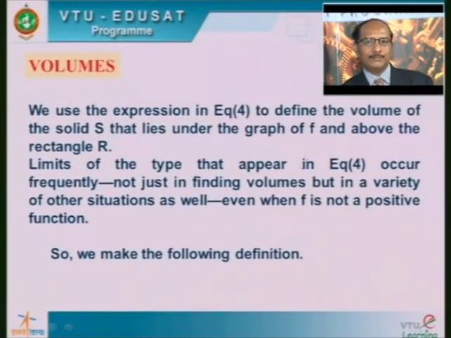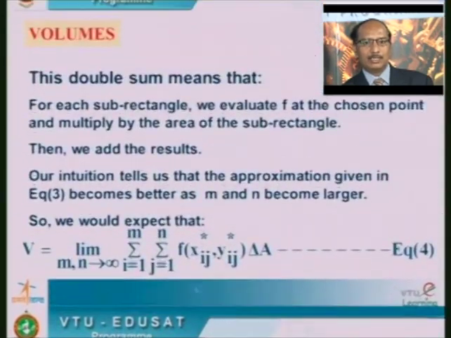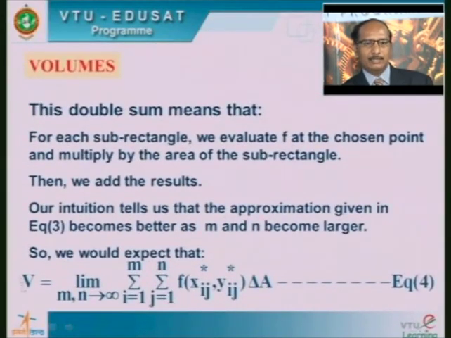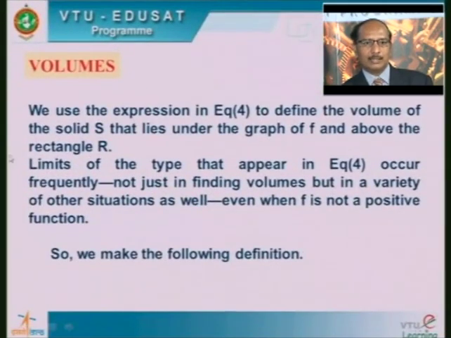So in that expression, to define the volume of a solid S that lies under the graph of f and above the rectangle, this represents the volume of the solid under the surface z equal to f(x,y), in three dimensions, under the surface and above the given rectangular region, the rectangle a to b and c to d. So is it the volume? Limits of this type appear in equation 4. They occur frequently, not just in finding the volume, but in a variety of other situations.